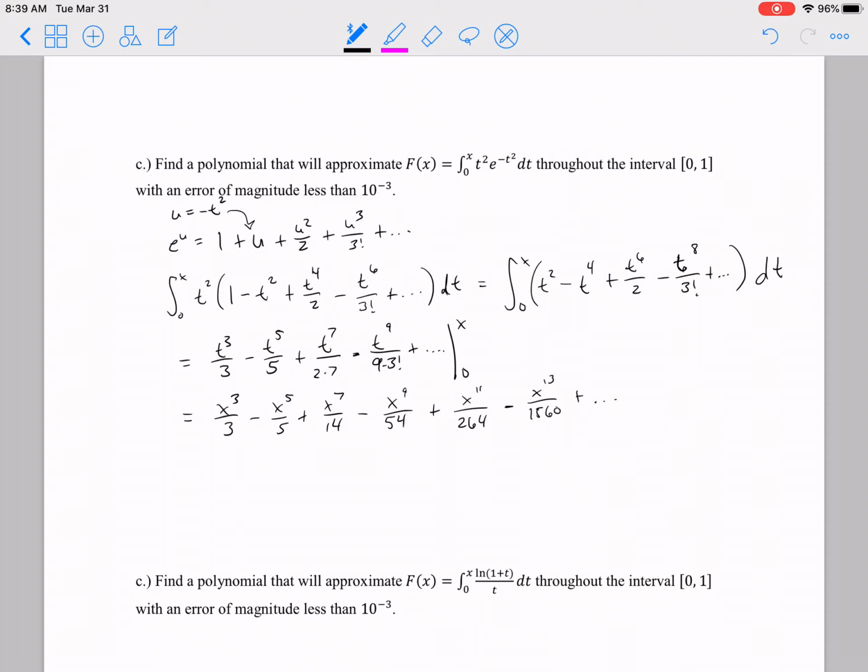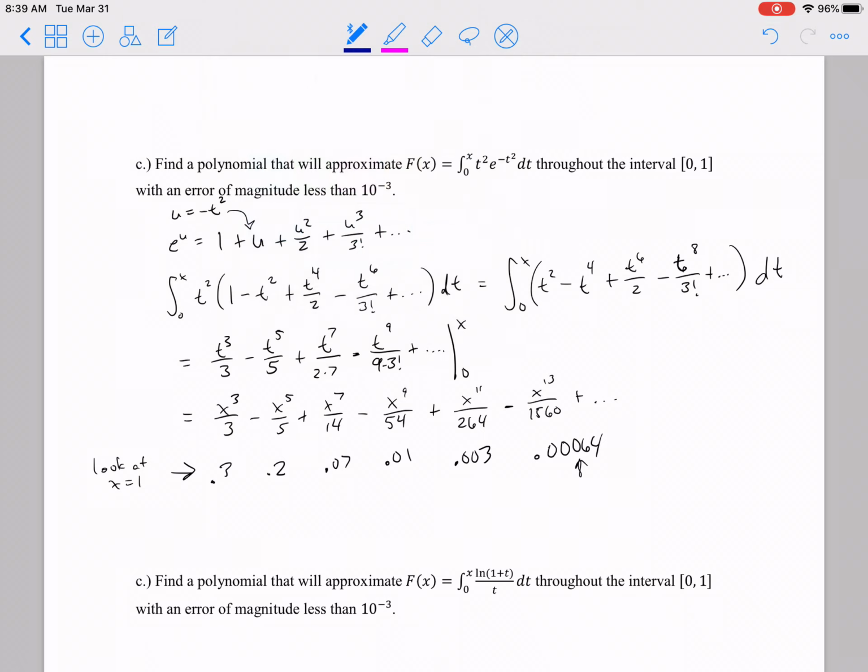And if you start looking at each one of these when we actually evaluate this, throughout the interval 0 to 1, 1 is going to be our biggest place where we're going to get the most error, and we need it to be accurate there. So we're going to look at x equals 1. And so when we do that, this one is going to become about 0.3, it's a third. This one's about 0.2, this one's about 0.07, this one turns out to be about 0.01, this one's 0.003, and then this one is 0.00064. So there we are, we're kind of past that third decimal.